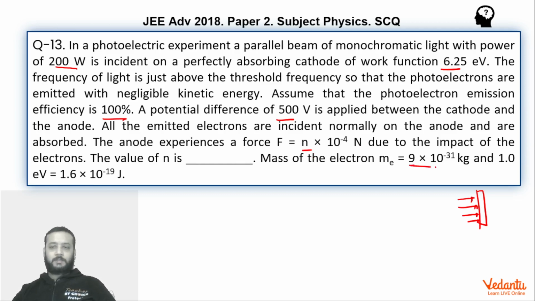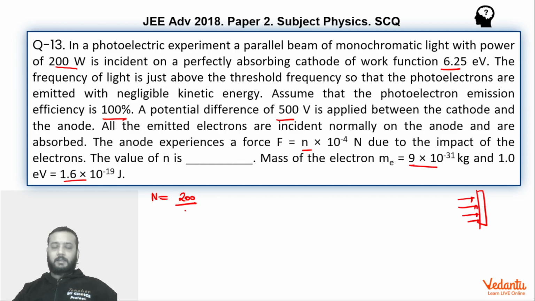Mass of the electron has been given as 9 into 10 to the power minus 31 and 1 electron volt has been given as 1.6 into 10 to the power minus 19 joules. Right. Now, first let's calculate the number of photons that are emitted. So number of photons will be equal to total power divided by energy of the one photon.